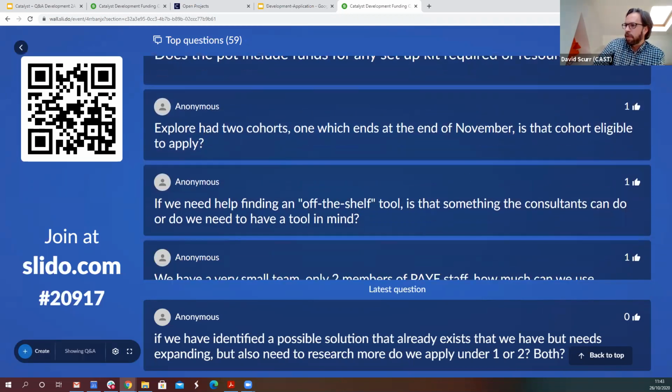A question about Explore having 2 cohorts, one which ends at the end of November. Maybe that's what one of the questions was referring to earlier. Explore ending at the end of November. Is that cohort eligible to apply? Unfortunately not, unless you can apply by the deadline of next Monday. Those cohorts won't be able to apply for this round of funding. Hopefully there will be future funding in the new year, but we're not able to confirm that yet.